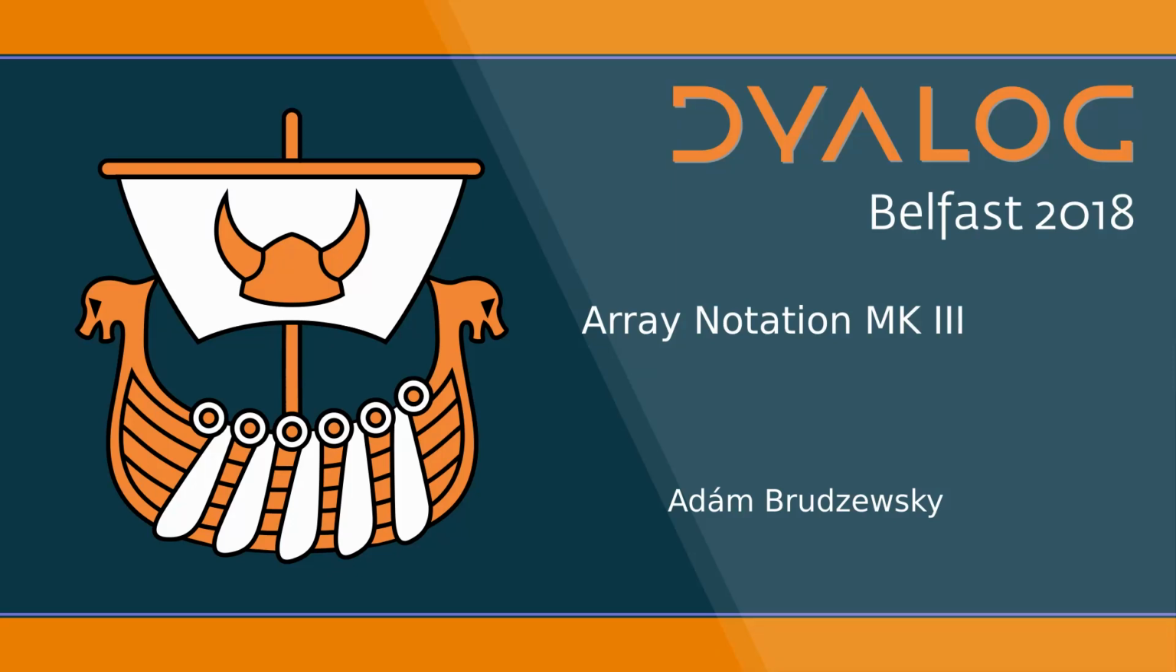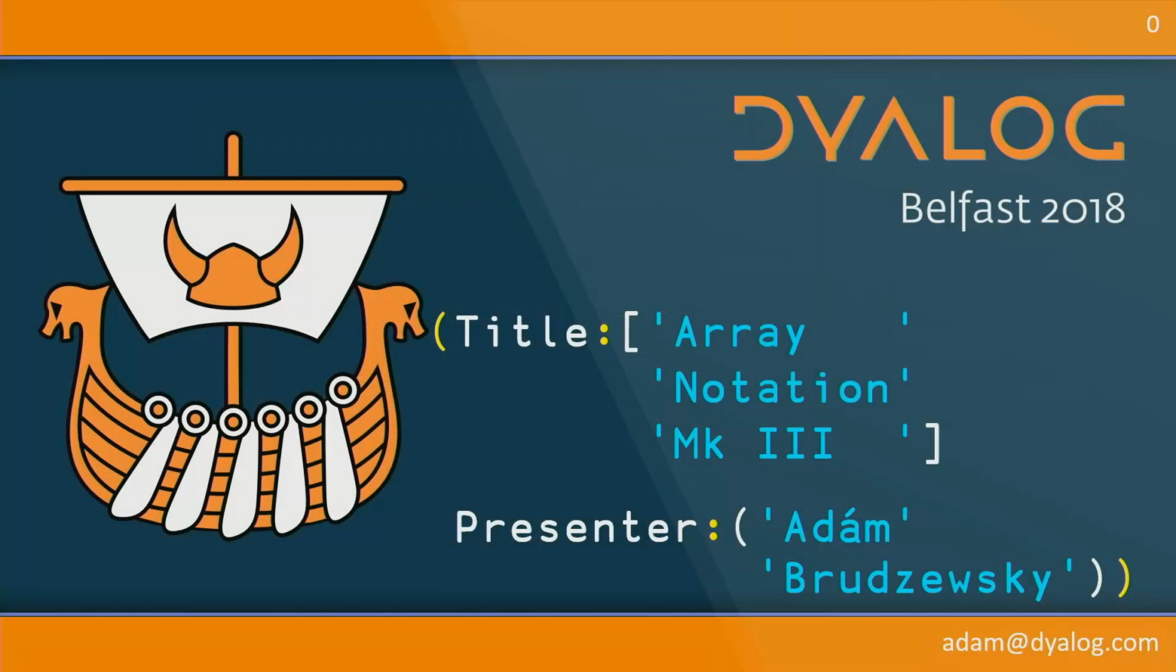Right, so without further ado, here's the new version of the array notation. You have here a namespace, and it has two members, a title and a presenter. The title is a character matrix, and the presenter is a vector of text vectors.